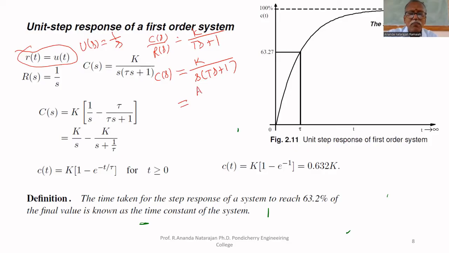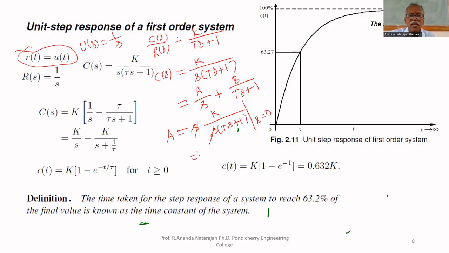That is equal to A upon s plus B upon tau s plus 1. A equal to what? A equal to s multiplied by K upon s multiplied by tau s plus 1 at s equal to 0. If you substitute s equal to 0, A equal to K.